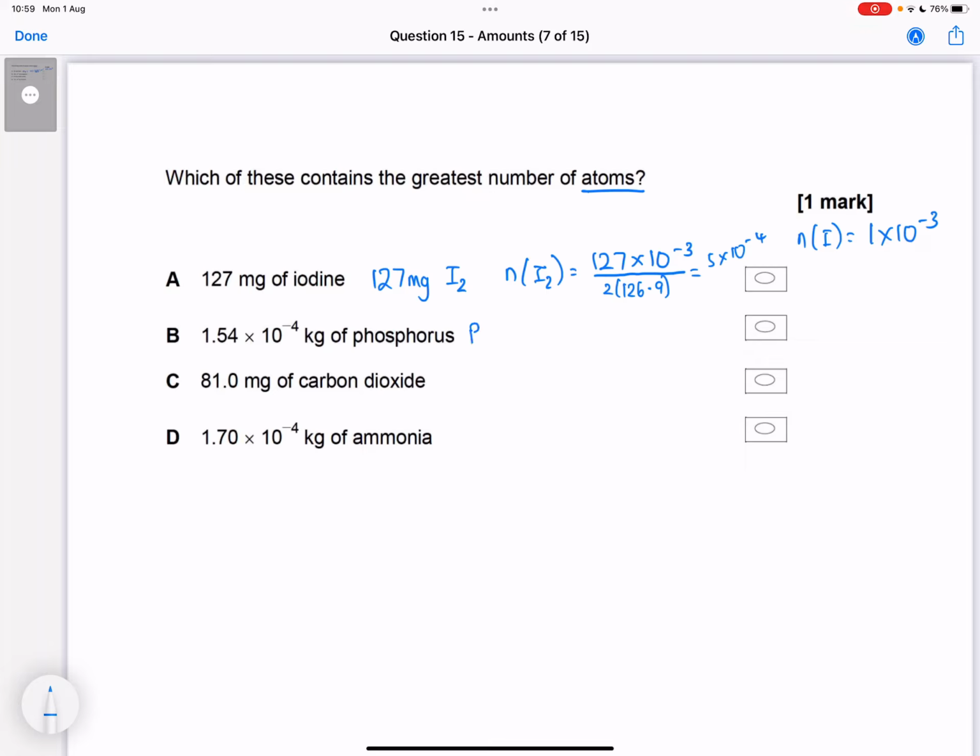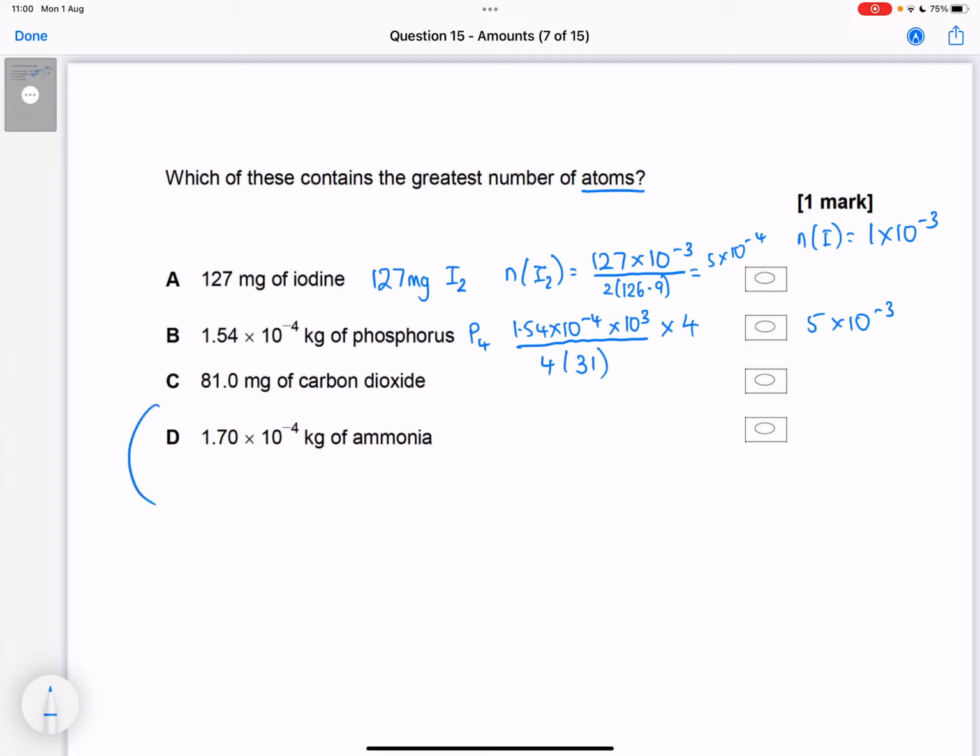So phosphorus is P4. So 1.54 times 10 to the minus 4 kilograms. We want to make it into grams, divide by 4 lots of the MR of P. But then we want to remember that we want to find it for atoms, so we're going to times by 4 to get rid of the P4 part. So we're going to do 1.54 times 10 to the minus 4, and we're getting 5 times 10 to the minus 3.